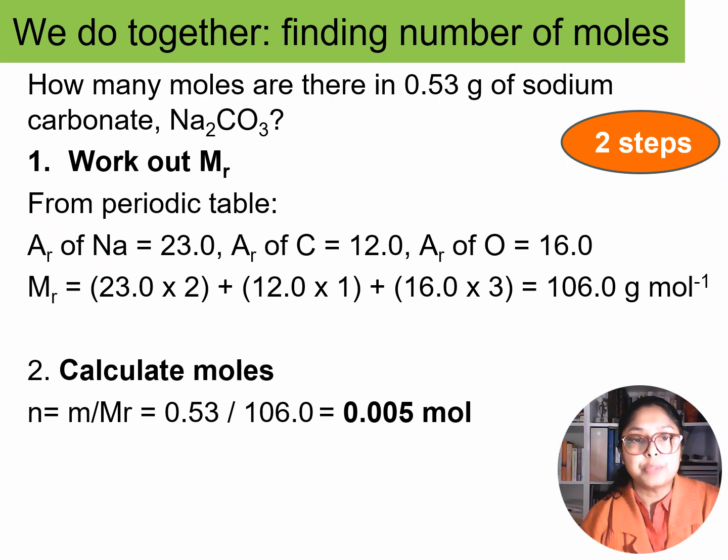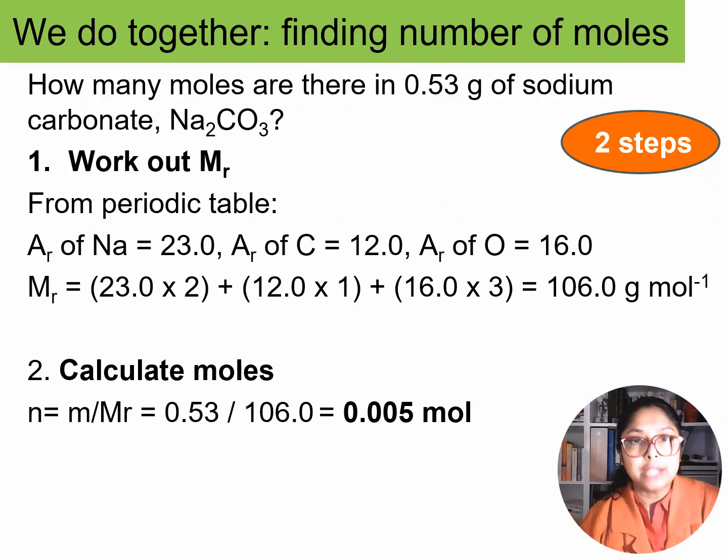If you look into the periodic table, you will see Na, which you find in group 1. Na is 23. That is the RAM, or Ar, is 23. The carbon, find it in group 6, and you will find that the number is 12. Oxygen, also, if you find it, you will see the number is 16.